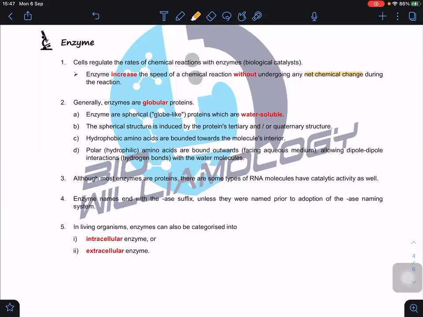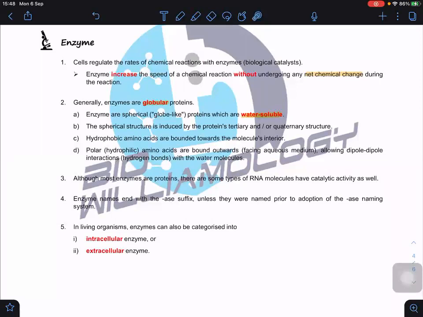And generally, all enzymes are globular proteins. Be careful, all enzymes are proteins, but not all proteins are enzymes. Enzyme is a subset of protein. So if we learn about globular proteins, we learn about this. Globular proteins must be water soluble, and that makes sense, right? Because chemical reactions take place in the aqueous medium. If our reactant dissolves in water but the enzyme cannot dissolve, then it doesn't make sense.